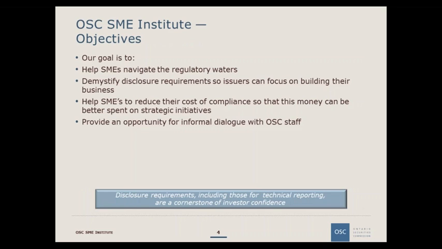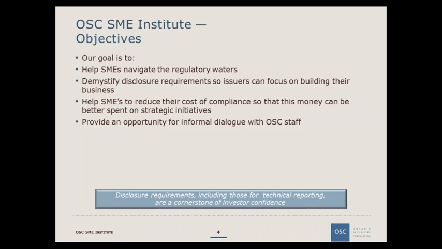Let's look at the objective of the SME Institute. It's basically to support SMEs in facilitating cost-effective compliance through issuer outreach and education. It's important that issuers know the requirements to help them navigate the regulatory waters so they don't run aground. The idea is that if we can help issuers better understand the disclosure requirements, they can focus their limited resources on their core business activity, which is building their company.